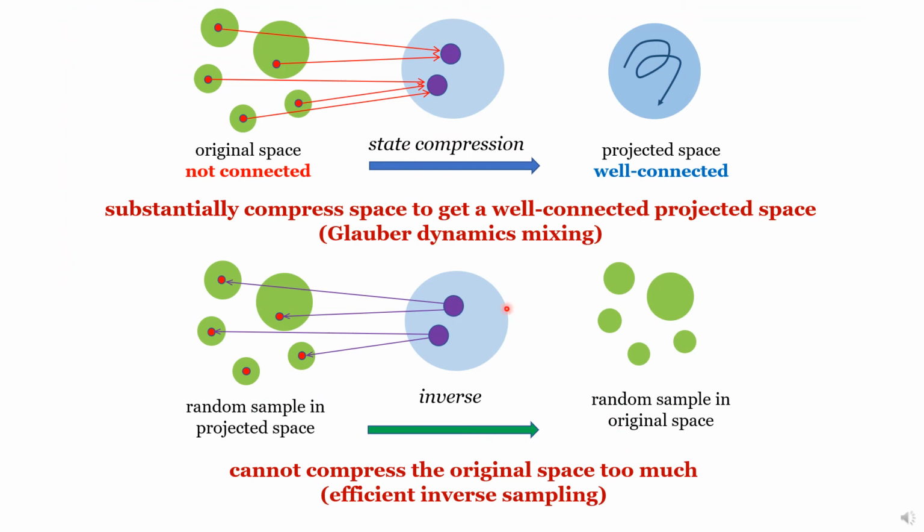Thus, the projection scheme should be carefully designed. On the one hand, the projection should substantially compress the space to get a well-connected projected space, such that the global dynamics is fast mixing. On the other hand, the projection cannot compress the original space too much, such that the inverse sampling is efficient.